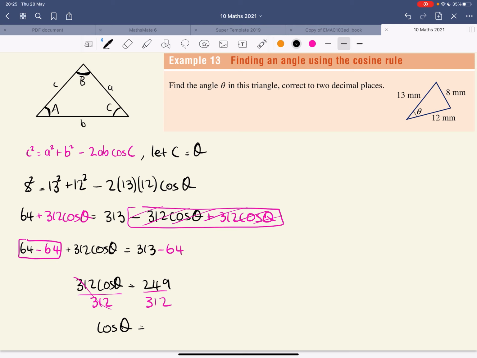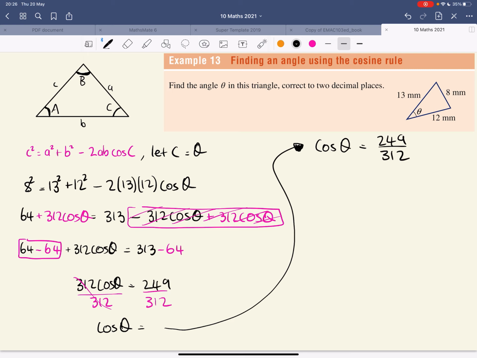Now, I wouldn't round anything just yet. And here's the reason why. Let's go up here. This is ultimately what you're going to put in the calculator, all right? So let me write that expression again. So we've got a nice base of where we're thinking. So the cosine of theta is 249 divided by 312.